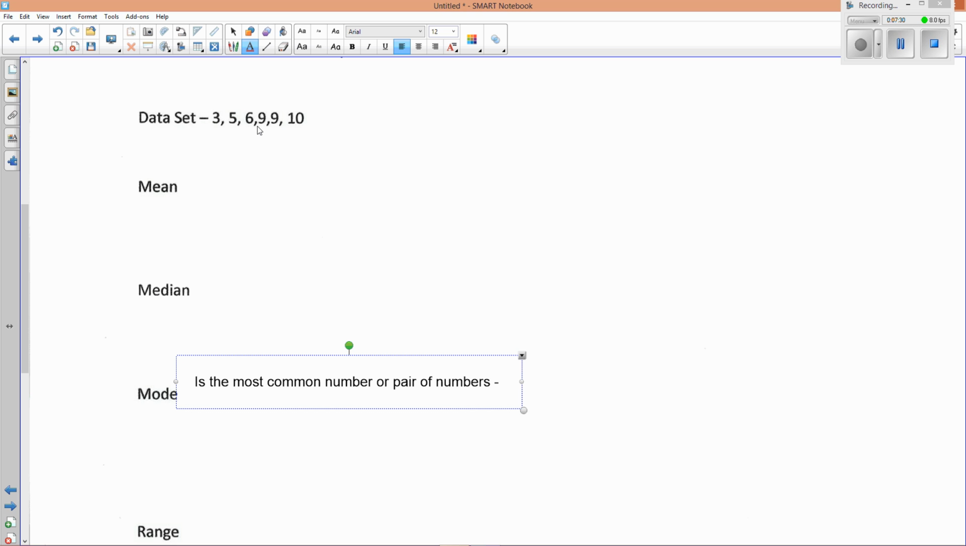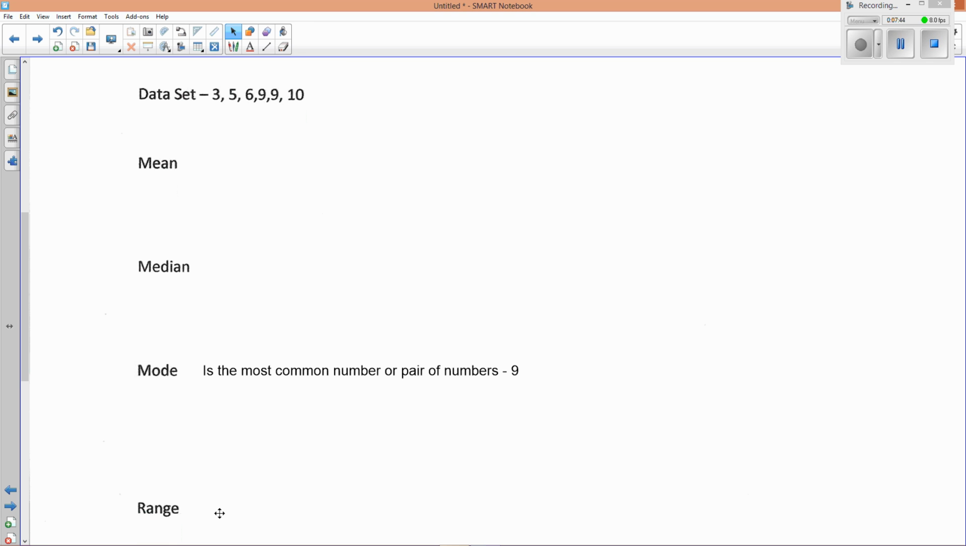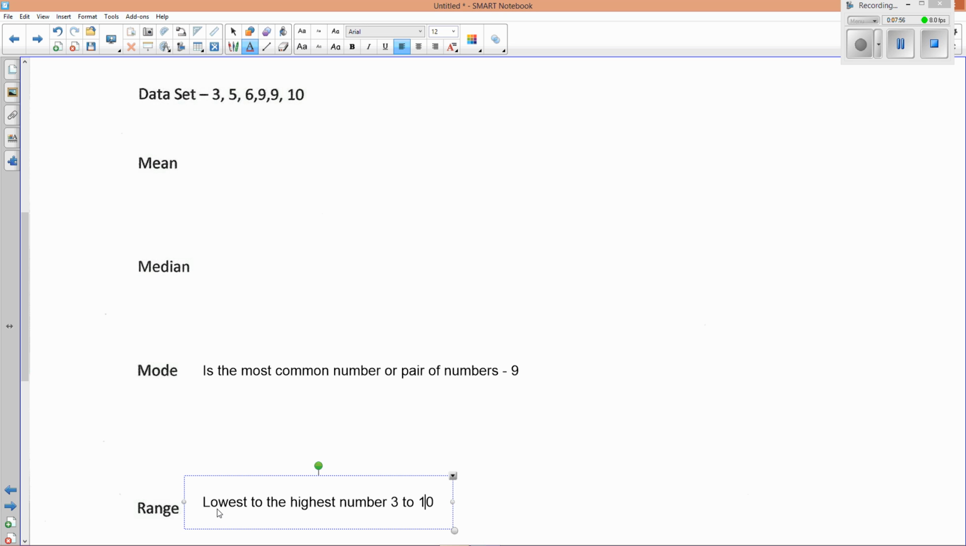In this case, it's the most common number. 9 would be the mode for this data set. So these are your definitions: the mode is the most common number or pair of numbers. Range is the lowest to the highest number. It's nice and easy. The first definition is simply the lowest to the highest number, so 3 to 10 in this case.